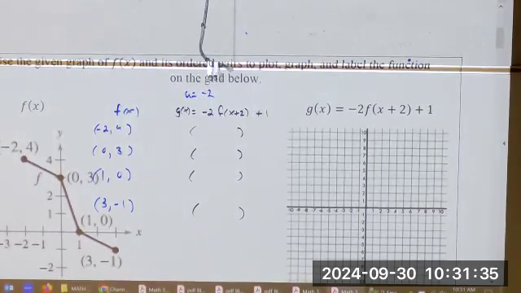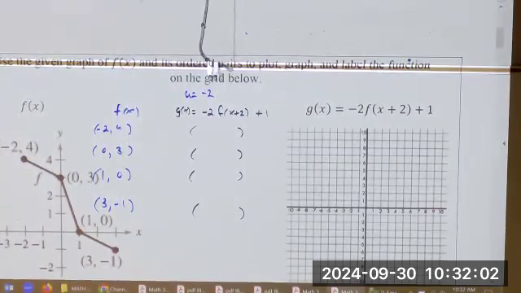H is the horizontal shift. H is going to move it left and right. If there is an H, it has to be in the parentheses with the X. If it's not inside of parentheses with your X, you don't have an H. The negative is already there. So when you take out the horizontal shift, you're going to go in the opposite direction.